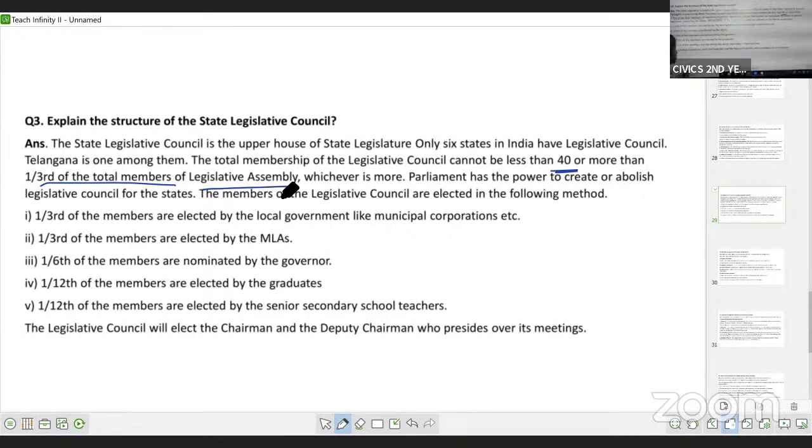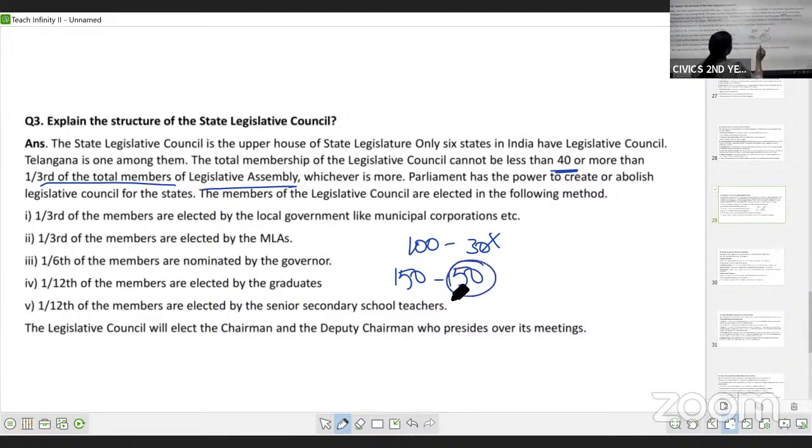Like I told you just now, if the assembly has 100 members, 1/3 will be 30. So 30 is less than 40, so it can't be 30. In this case, the strength will be 40. If the assembly has 150 members, 1/3 will be 50. 50 is more than 40. So here 50 will be the strength.